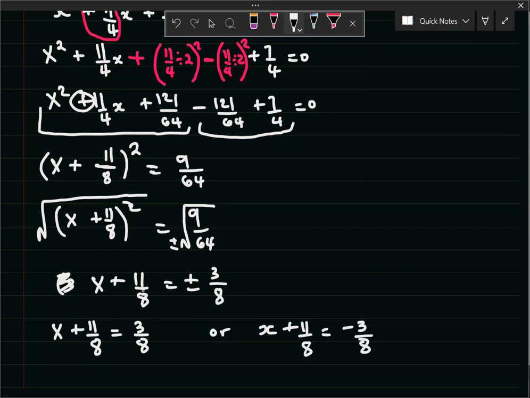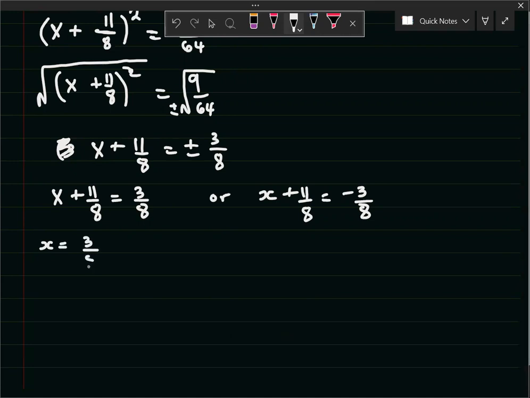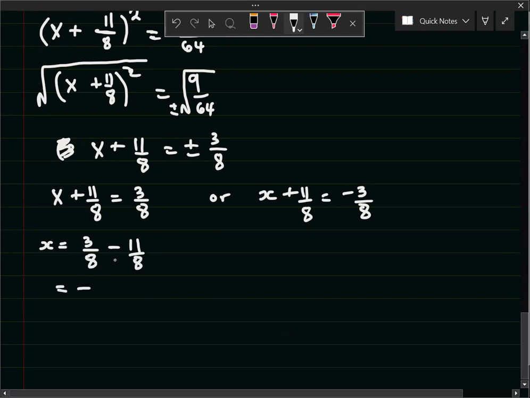So on this step, this part is still the same. You see both sides. You are just splitting the positive and the negative here. So this is the positive one. That is the negative one. Okay. And then now let's see what answers we get. So I'm going to have 3 over 8. I'm moving the 11 over 8 to this side to become negative. Then I'm having negative 8 over 8, which is negative 1 here. So if you punch this on a calculator, it should give you negative 1.